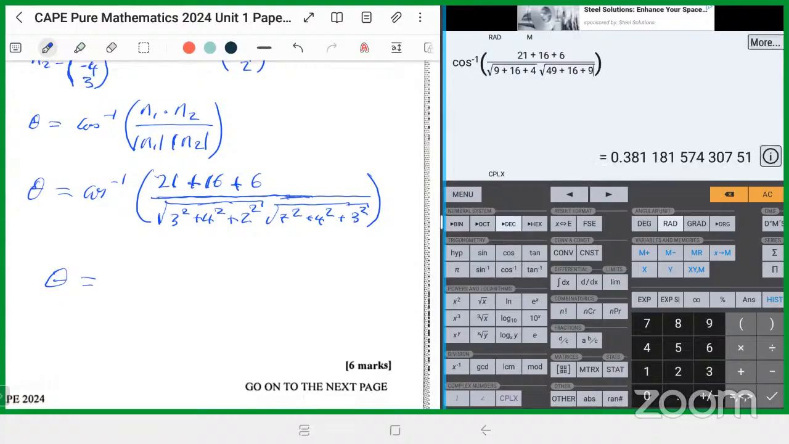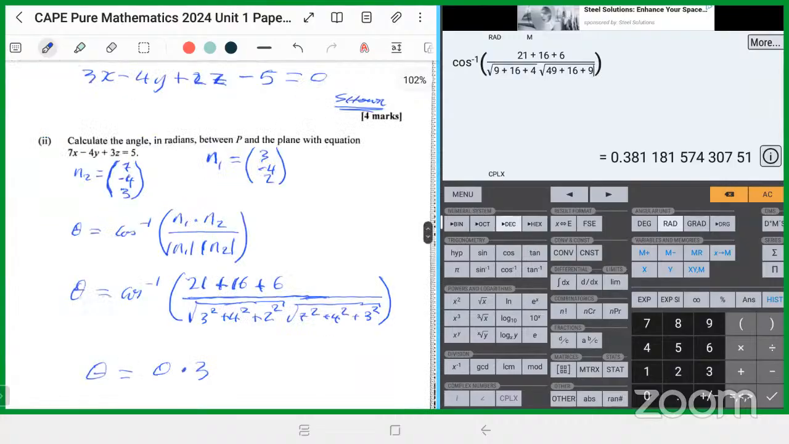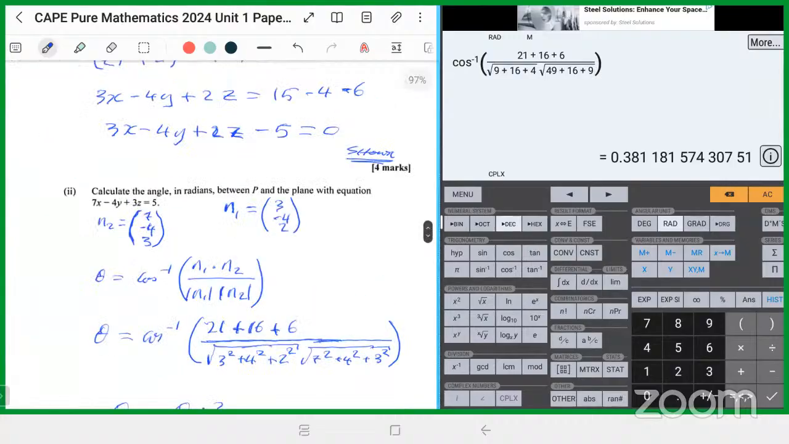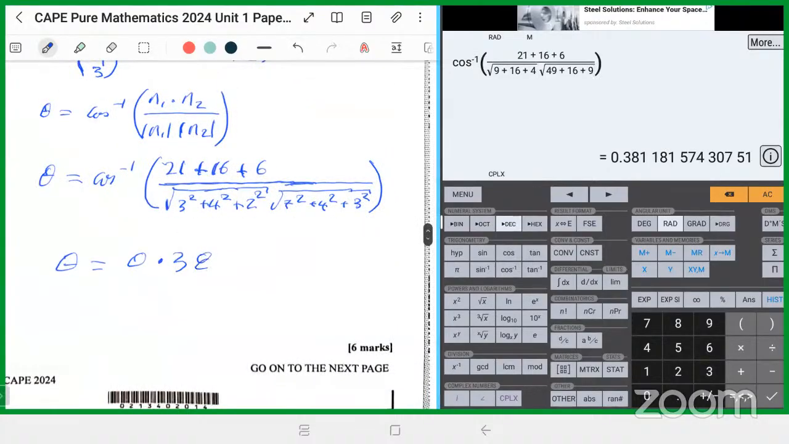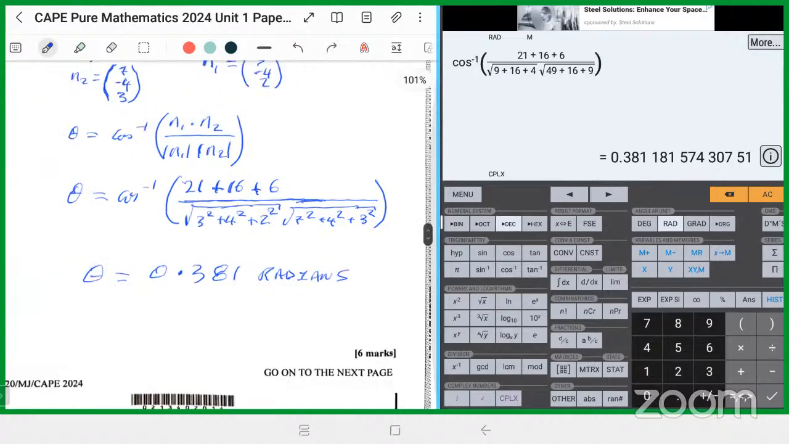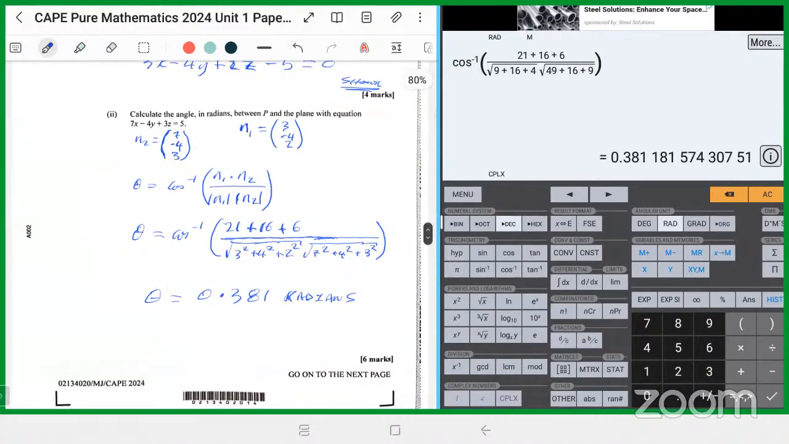So in radians, that is 0.3... a number of decimal places in radians. That's all I wanted. So I'm going to give 3 significant figures, 0.381 radians. I'm going to put that for the symbol on radians. That is it in radians.